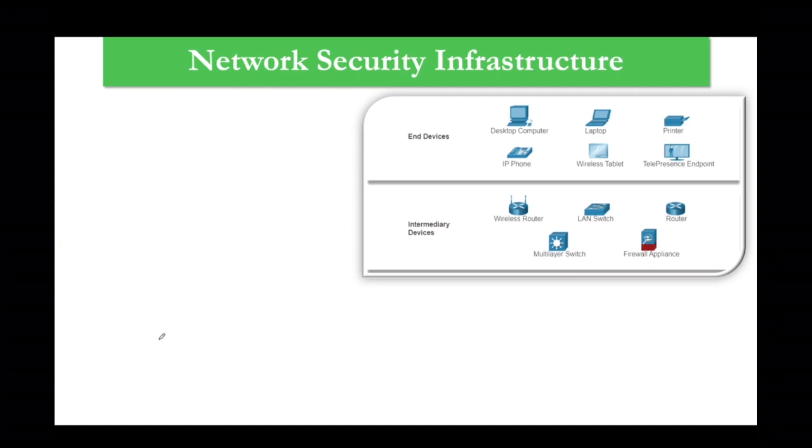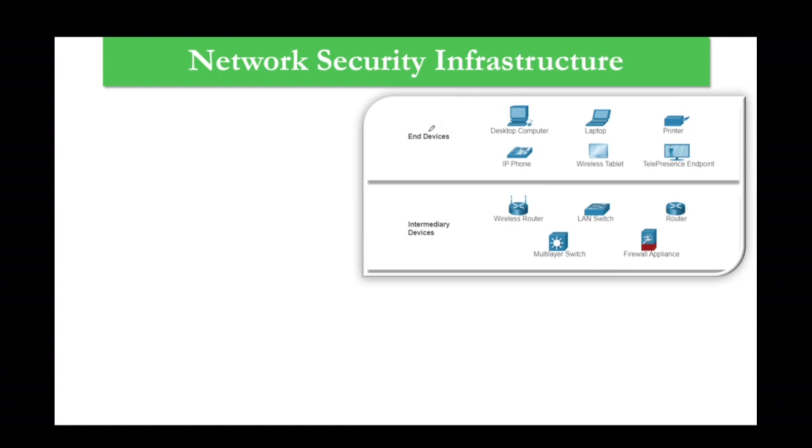As we know, there are perimeter devices, or end devices as we call them, and intermediate devices. The perimeter devices are the end devices like your desktop computers, IP phones, laptops, wireless tablets, printers, telepresence endpoints, servers, routers, and other equipment like switches, firewall appliances, and multi-layer switches. These all come under the category of perimeter devices.